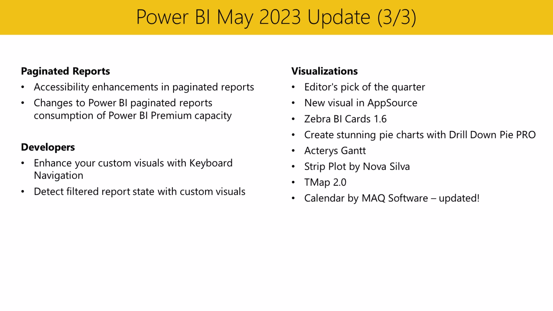Next up, we have some exciting new updates for you in the visualization section. The editor's picks of the quarter are Calendar Pro by OKViz, Selection Slicer by Walnut Innovation, 3DBI, Super Tables, Enlighten Aquarium, Gantt Chart by XViz, Deneb, Declarative Visualization in Power BI, and Drill Down Donut Pro.